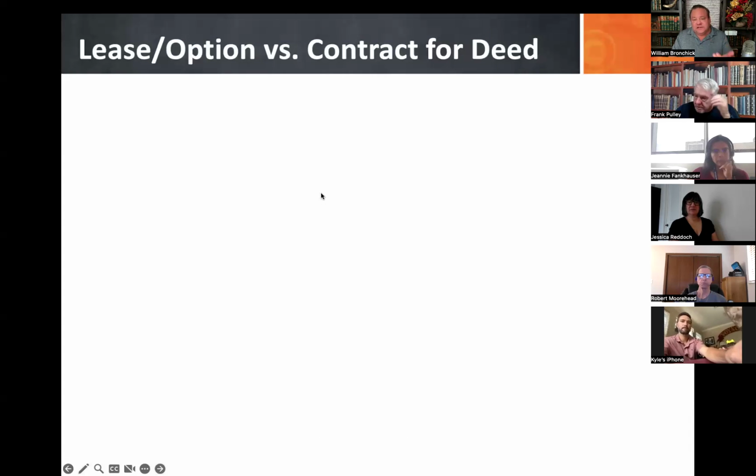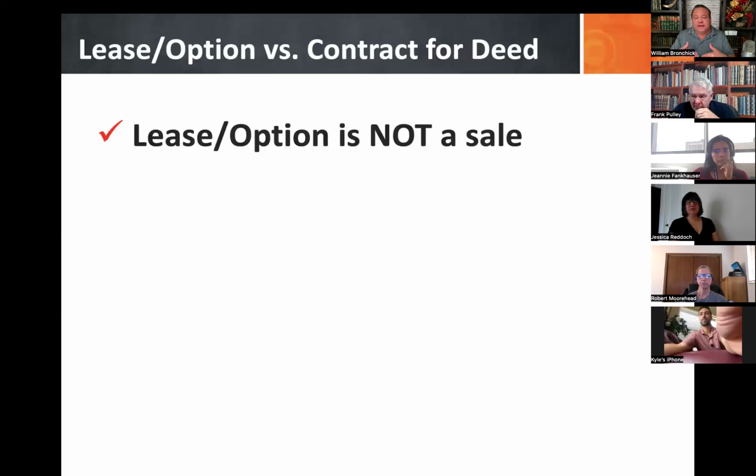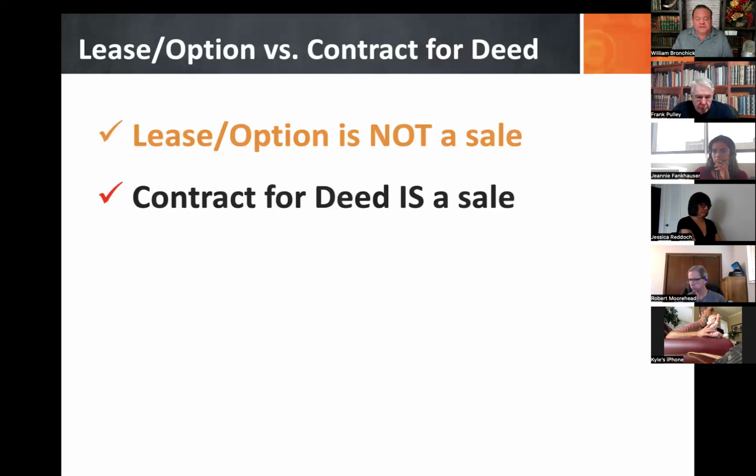So what's the difference between a lease option and contract for deed? First, again, a lease option is not a sale until the tenant exercises that option and pays what's required under the option. And then the seller conveys title, legal title, and now that's when the sale occurs. A contract for deed is a sale from the inception. And for the purposes of disclosure, for the purposes of county documentary transfer tax, and most importantly, for the purposes of the IRS.